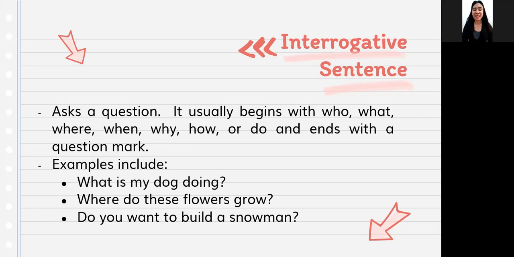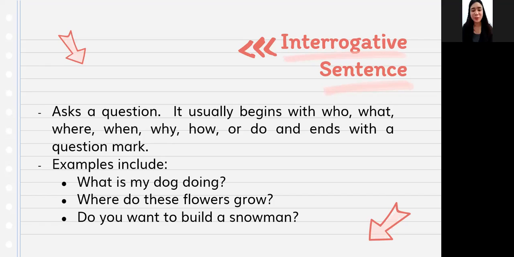So when we say interrogative sentence, that is asking a question to a person or to someone. It ends with a question mark. So for the examples, who can read? Miss Panibawan, number one example of interrogative sentence. What is my dog doing? Yes, thank you, Miss Panibawan.